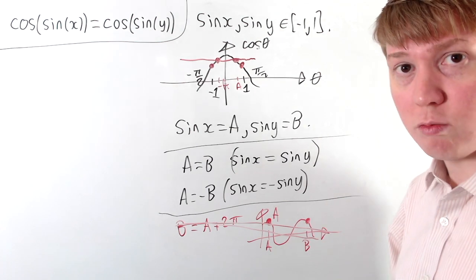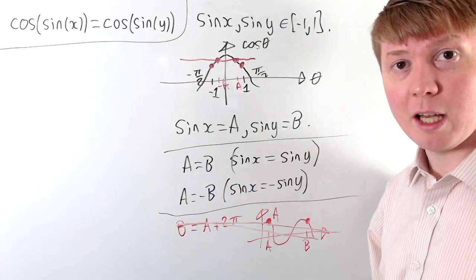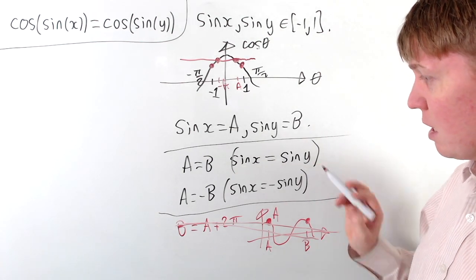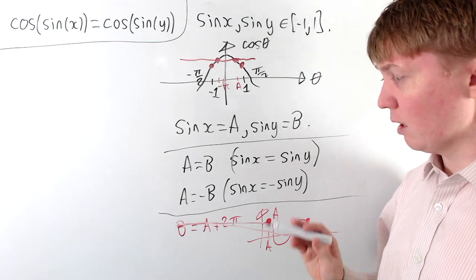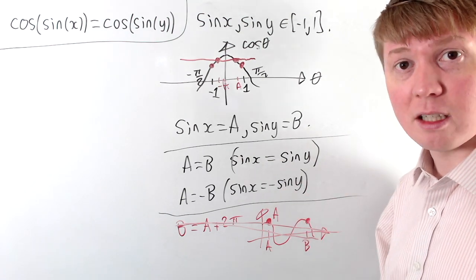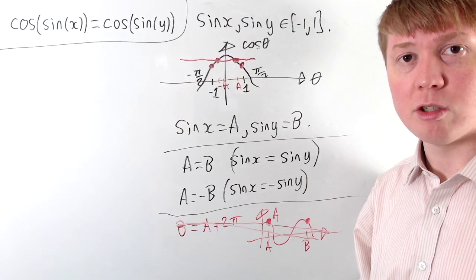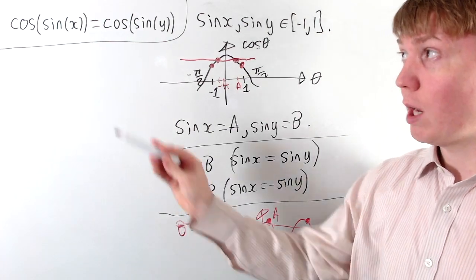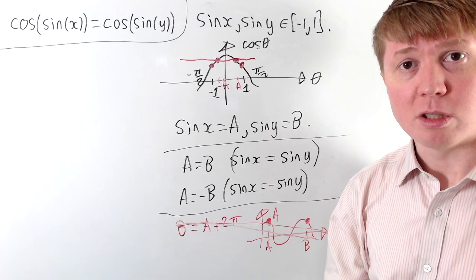And the problem is then reduced to finding all the values of x and y, first of all, where sine x equals sine y, and secondly, where sine x equals negative sine y. And this will give us all the solutions x and y to this equation, cos sine x equals cos sine y.